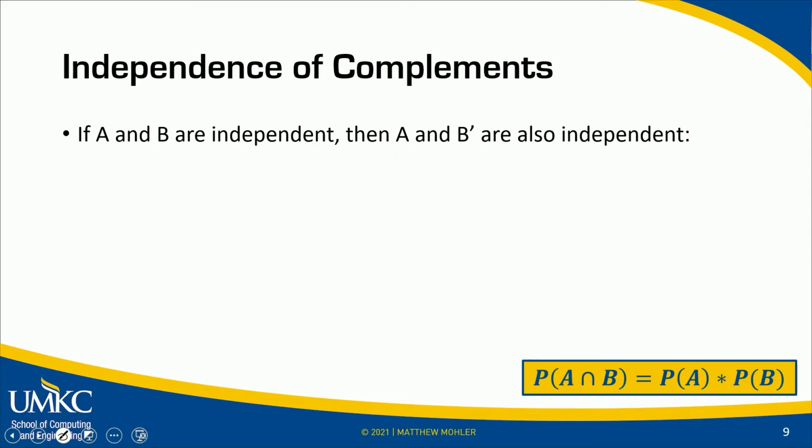Now, the next section we'll look at, very quickly, is just the independence of complements. We'll go through a relatively quick proof here, but the ultimate way to look at this is starting out with our definition of independence. The definition of independence, we said, is that the probability of A intersected with B is equal to the probability of A times the probability of B.